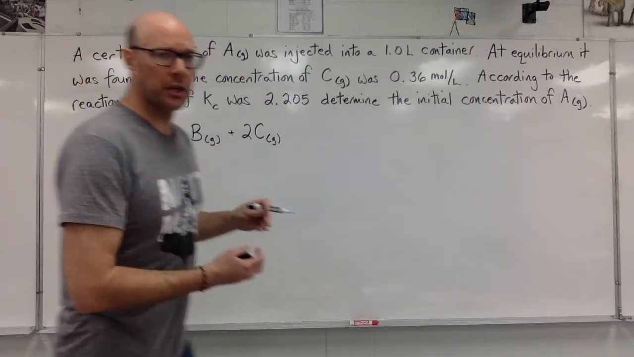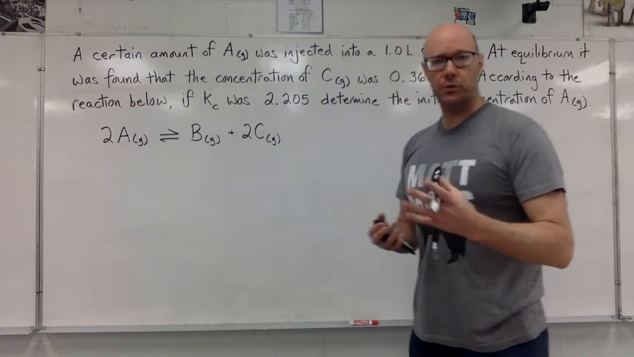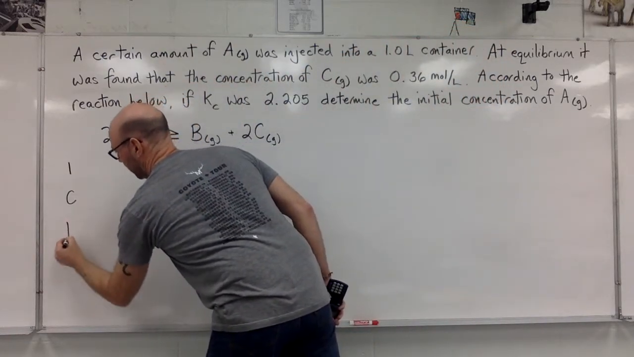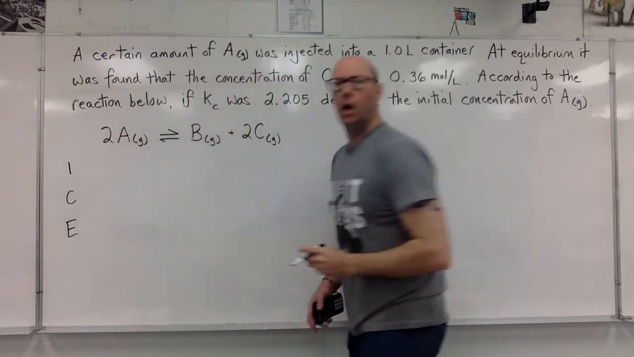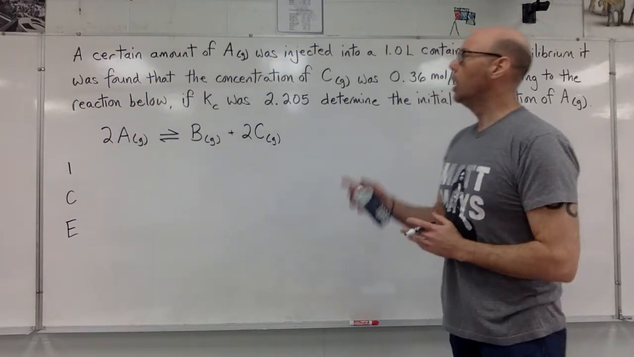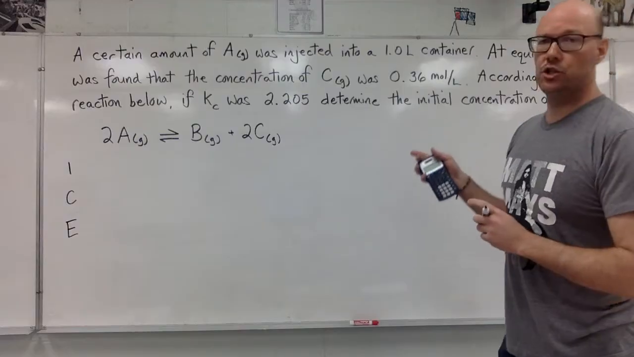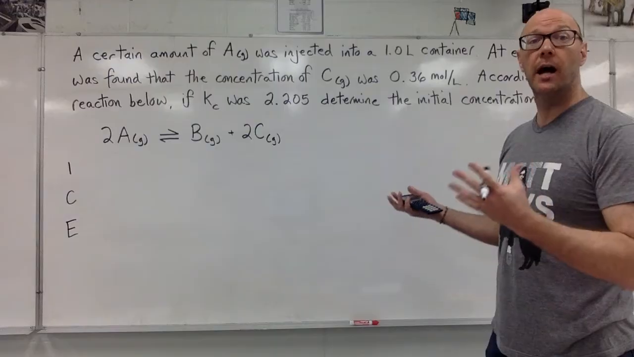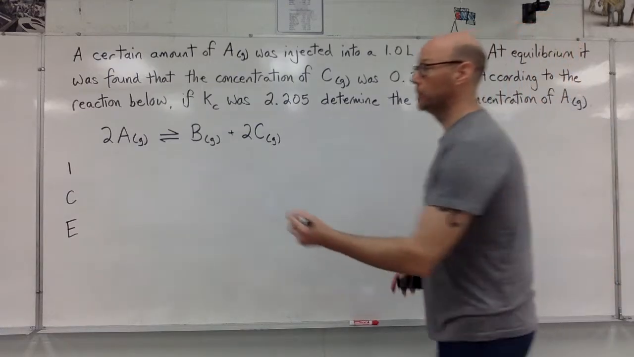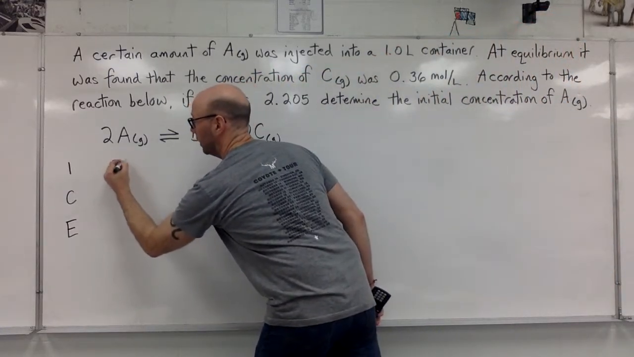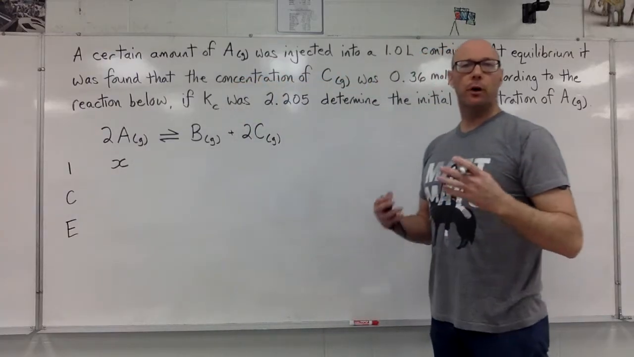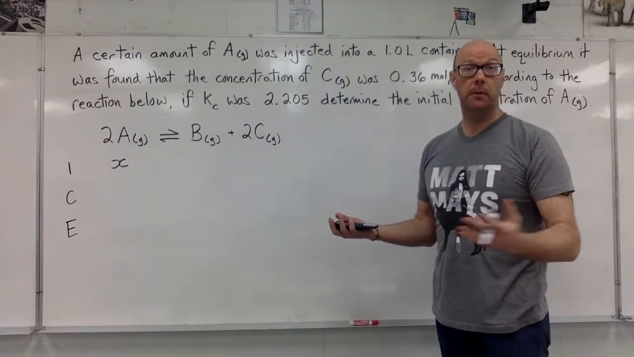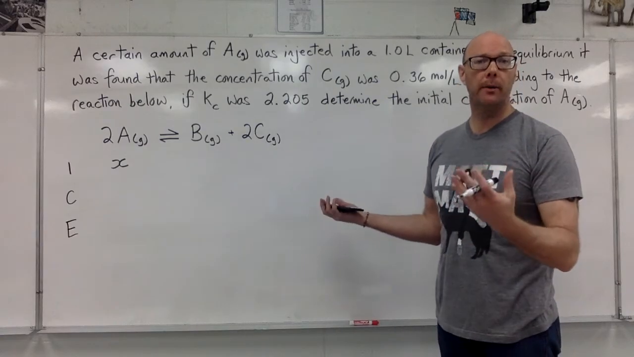So we're just going to start to fill in our icebox as we would normally. I, C, E. We're just going to take it one step at a time. A certain amount of A was injected. We don't know what amount that is, but it had to be something. It was an undetermined amount of chemical A, which we're going to call here X. If you want to call that Y or Z, put a question mark there. That's all good. I recommend an X. It's our common unknown variable.